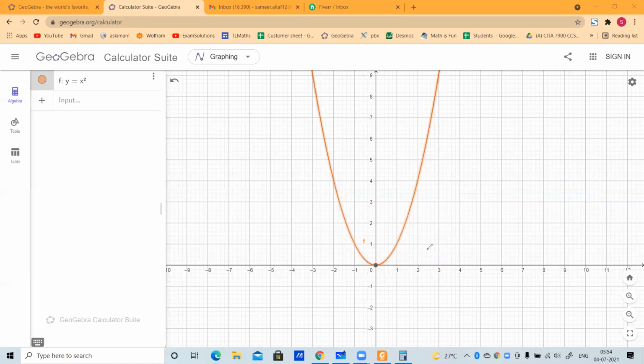But this is a function which I have made. It's called a parabola. Y equals x squared. So this is a function. Now let us move to the next one.